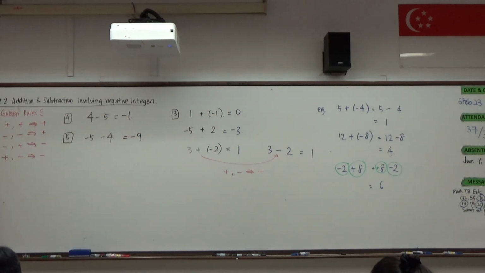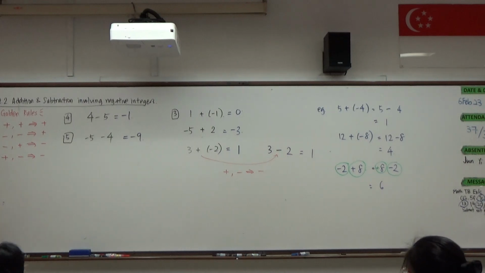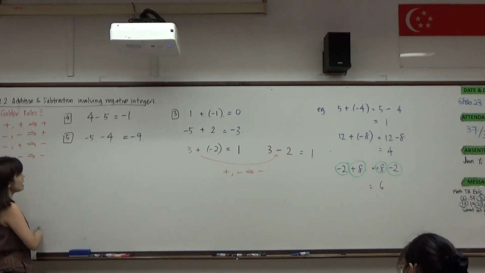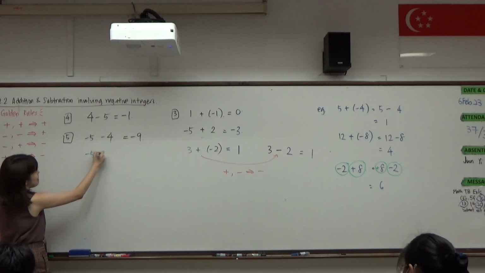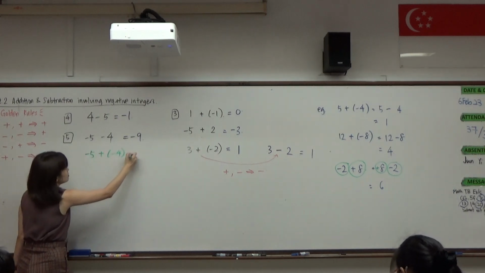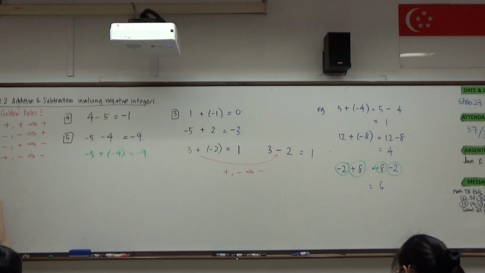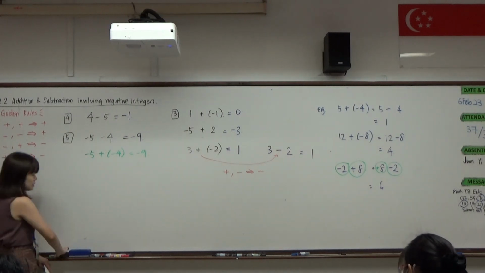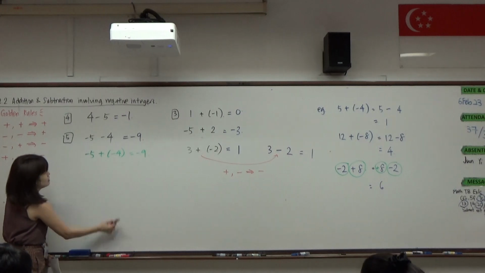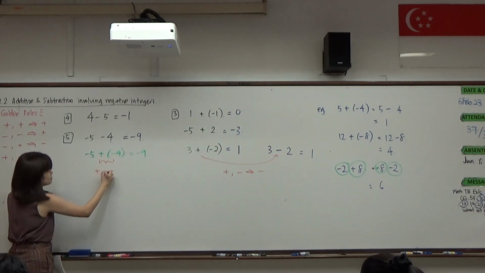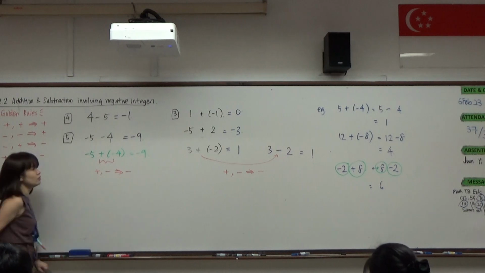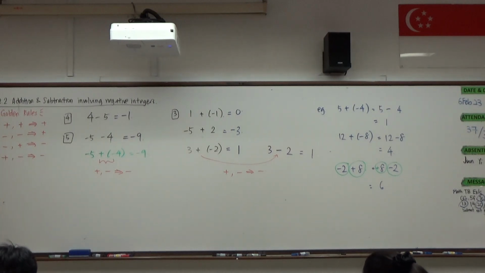Okay, it is actually the same concept as taking it as though it is -5 plus -4, because I was looking at the totality. So -5 plus -4, which explains why earlier on we already concluded that plus and negative gives us negative.